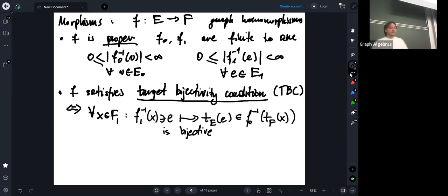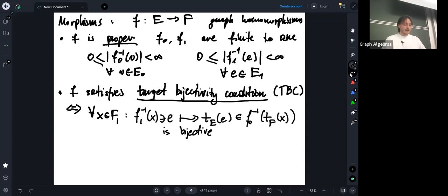Okay, and so the first one, the properness. I'll be giving you some spoilers. Properness is needed if you want to have a map between path algebras. Then this target bijectivity condition will be needed for the first Cuntz-Krieger relation, as it's called in the graph C-star algebra literature.